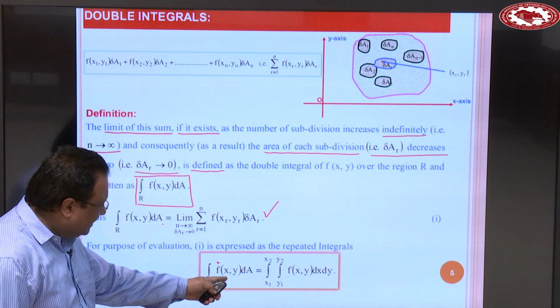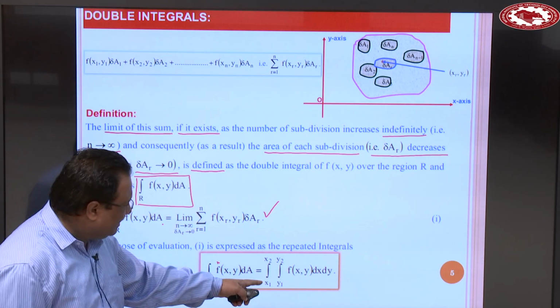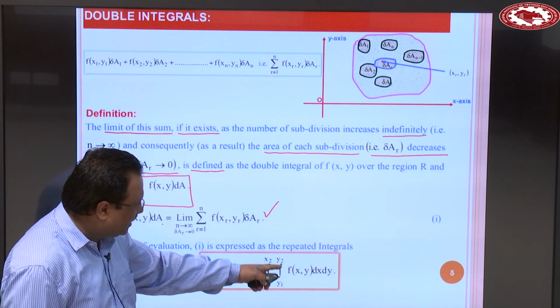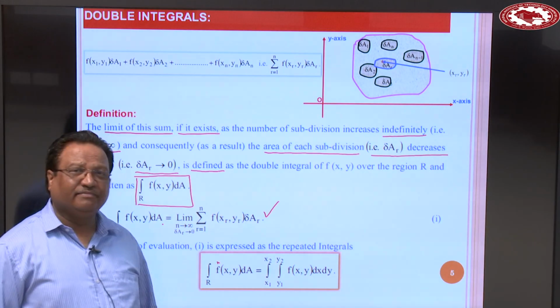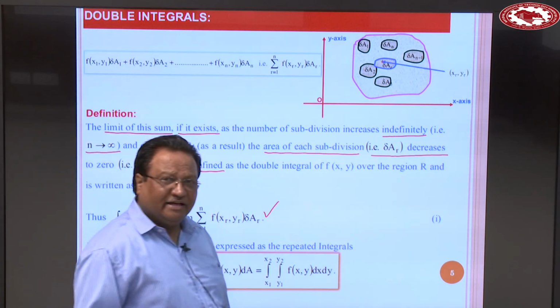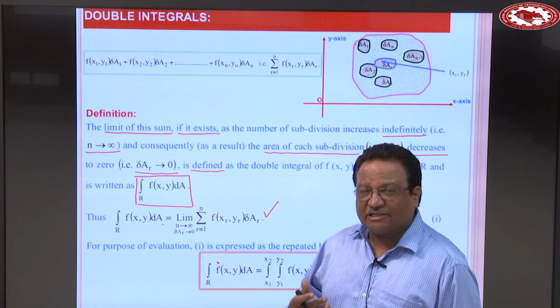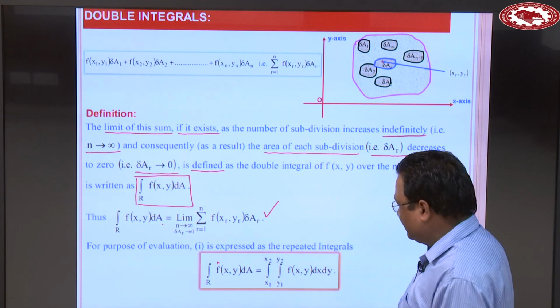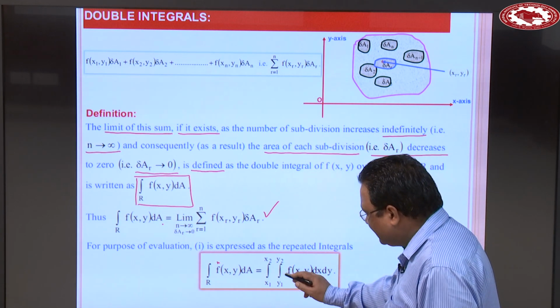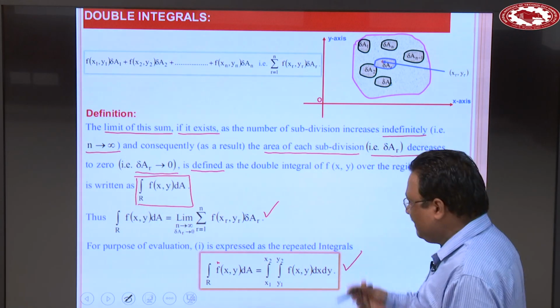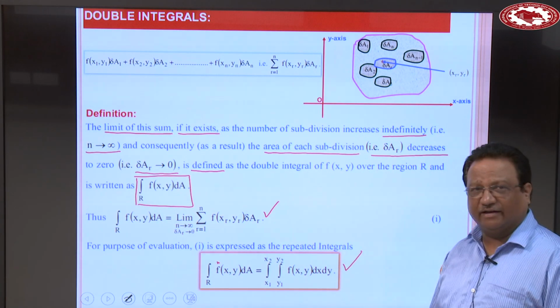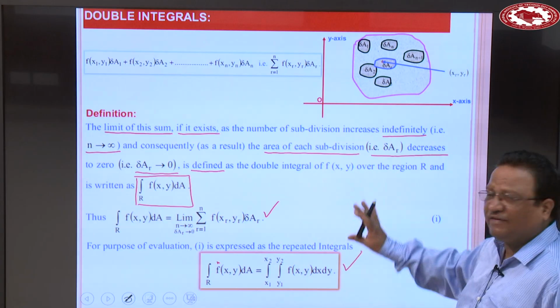So this integral is equal to double integral x1 to x2 y1 to y2 fxy dx dy. So for the purpose of evaluation, this integral can be expressed as repeated integrals. Okay, repeated integral, this first integral, this second integral. So this one is the way to express this double integral. Okay, so this one is the definition.